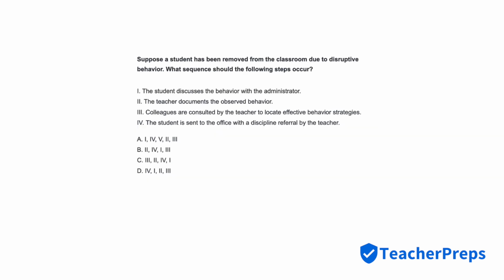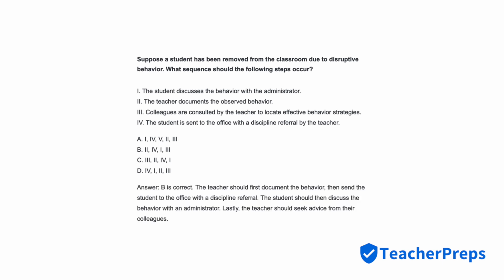Suppose a student has been removed from the classroom due to disruptive behavior. In what sequence should the following steps occur? Answer B is correct. The teacher should first document the behavior, then send the student to the office with a discipline referral. The student should then discuss the behavior with an administrator. Lastly, the teacher should seek advice from their colleagues.